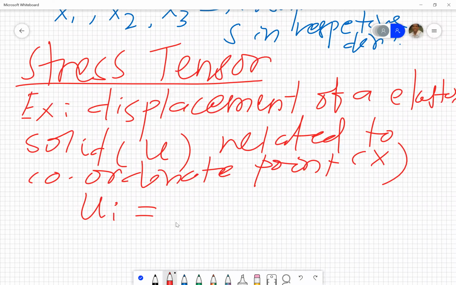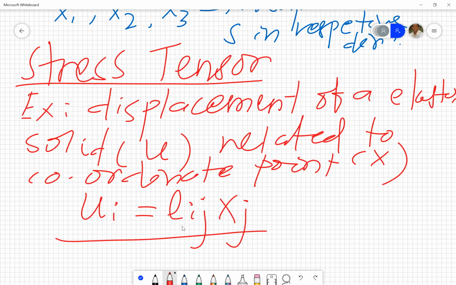The vectorial relationship ui will be eij xj. This is the vectorial relationship of displacement, that is ui equals eij xj. So ui, as I have already told you, is the displacement of the elastic solid, in the coordinate axis related to the coordinate point x.